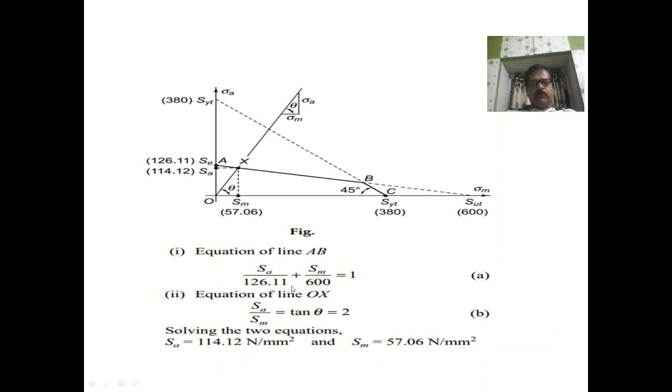Now we need to find the coordinates of the point X, which are SA and SM. The point X is on the line AB and its extension, and we can write the equation for this line: SA by 126.1 and SM by 600 is equal to 1. The second equation is the equation of the line OX, SA by SM is tan theta, that is 2, so we can write SA as 2 times SM. When we take SM out within the brackets, 2 by 126 is 1 by 63 something, and this is 1 by 600 something. Now we get the SM value as 57 and SA is 2 times that, that is 114.12. So these are the values of SA and SM.